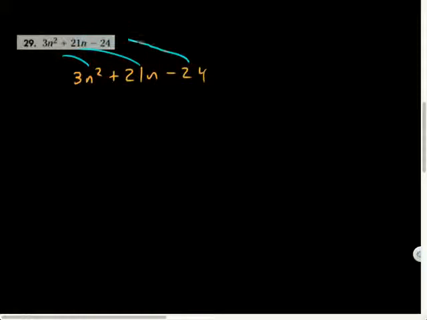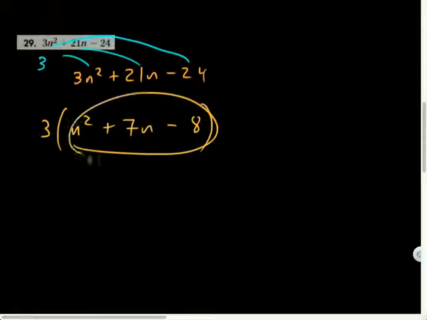Now, technically, you could have actually AC method this first, but then you would have had to factor out a GCF. But it's actually better to do this 3 times n squared plus 7n minus 8, because now this is actually easier to factor. I don't even have to AC method that. Does this match a pattern, actually?